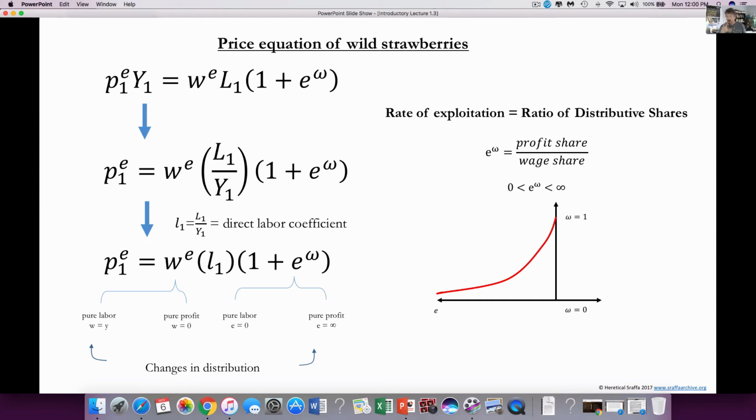As Sraffa says. But we have here, I'll go to this first equation. On the right-hand side of the equal sign, we have the price of the wild strawberries. Remember, good 1 is wild strawberries. The price of good 1 times the net output of good 1. And the superscript E refers to the price at the various regimes of functional distribution, where the regimes of functional distribution are here going to be expressed in terms of the ratio of distributive shares. I'm going to come back in one of the slides below and speak more about the definition of the wage share.